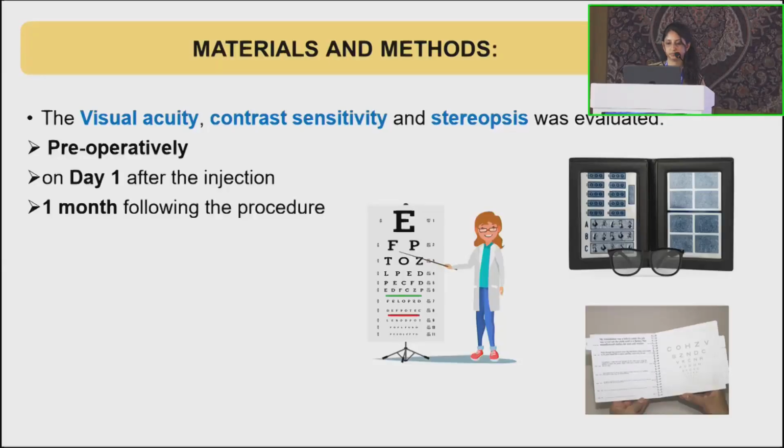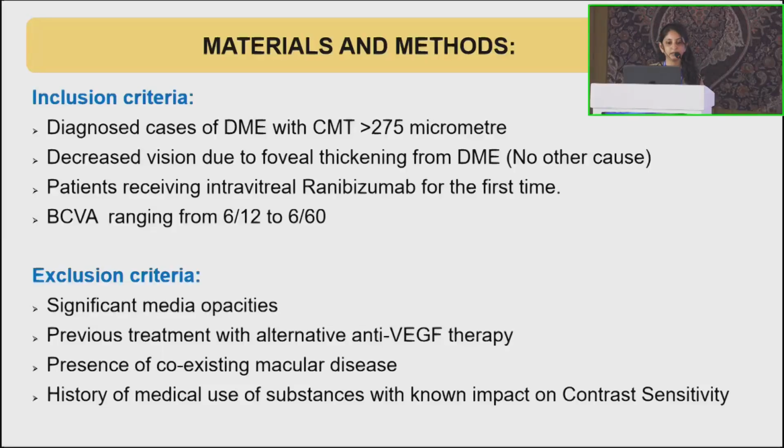the procedure. The inclusion criteria included diagnosed cases of diabetic macular edema with central macular thickness more than 275 micrometers and decreased vision due to foveal thickening from DME with no other cause, patients receiving intravitreal ranibizumab for the first time, and best corrected visual acuity ranging from 6/12 to 6/60. The exclusion criteria included patients with significant media opacities, patients with previous treatment with alternate anti-VEGF therapy, presence of any coexisting macular disease, and also a history of use of substances with known impact on contrast sensitivity.